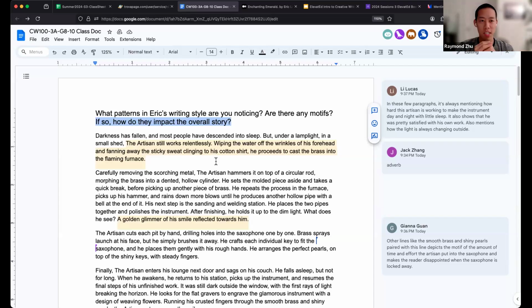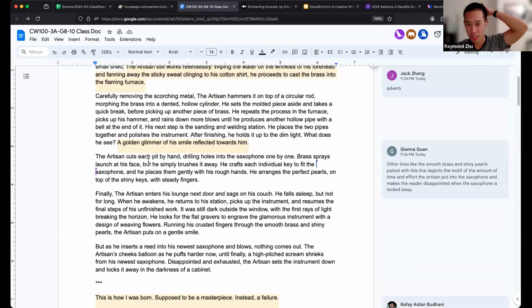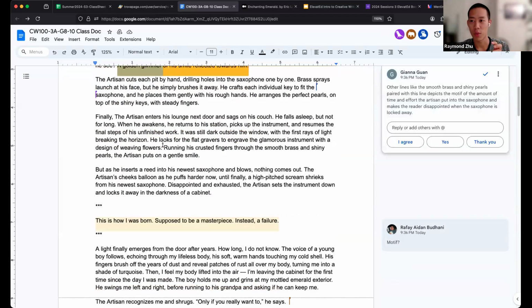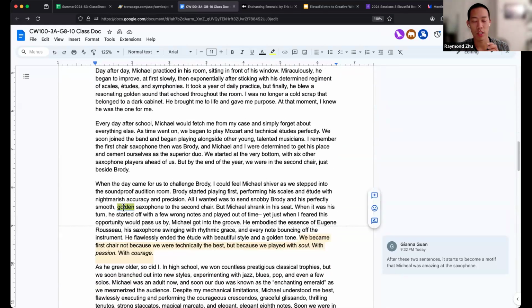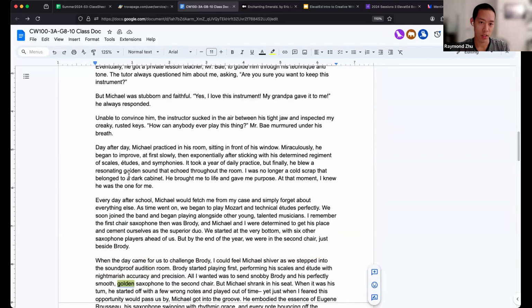The golden glimmer, I think, is one of the motifs that I was looking for, right? So if you even just control find on the story, golden glimmer, we have it here. This color gold is used a lot in the story. And I think the title of the story also gives a clue to the motif, right? So what's the title of the story? Enchanting Emerald, right?